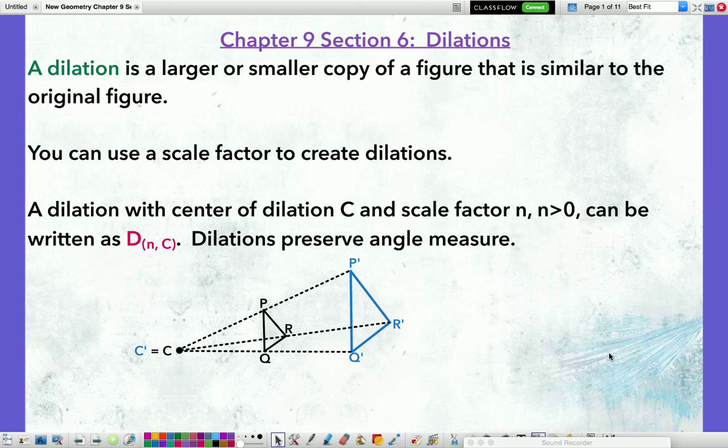Dilation is a larger or smaller copy of a figure that is similar to the original figure. And we're going to use scale factors to determine dilations. You can have a dilation of 2, which means that your figure will be twice the size, or you can have a dilation of a half, which means it'll be half the size. Either one is still a dilation.